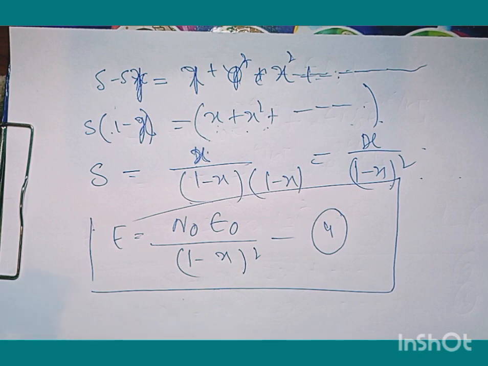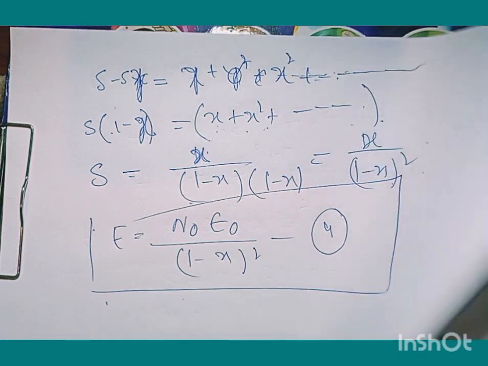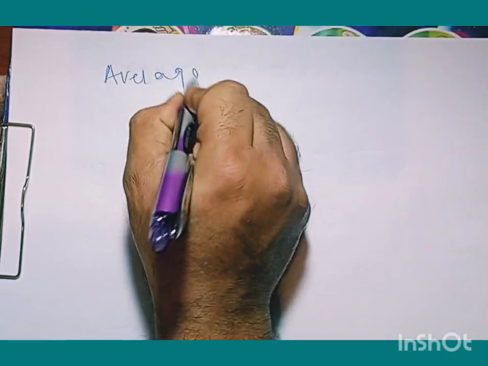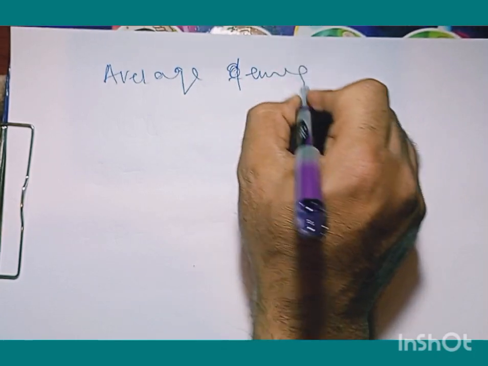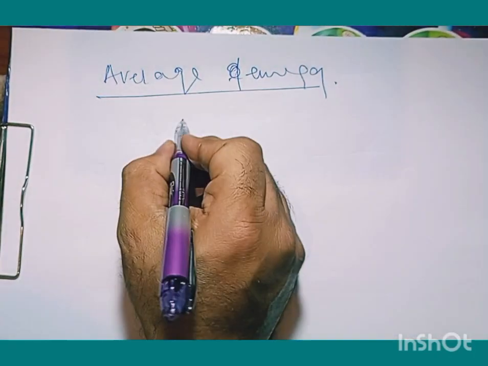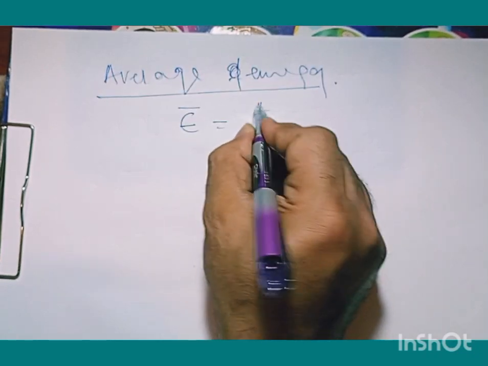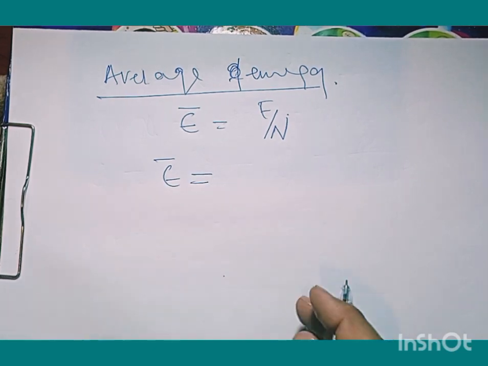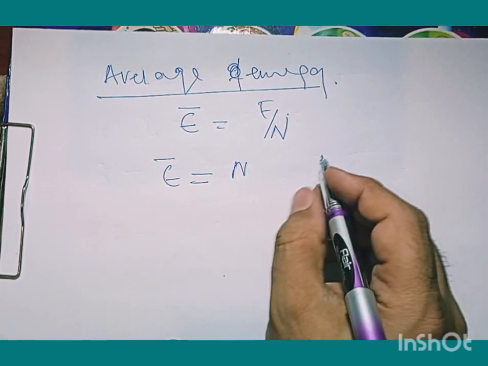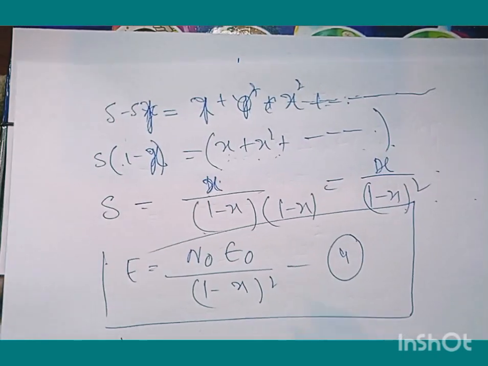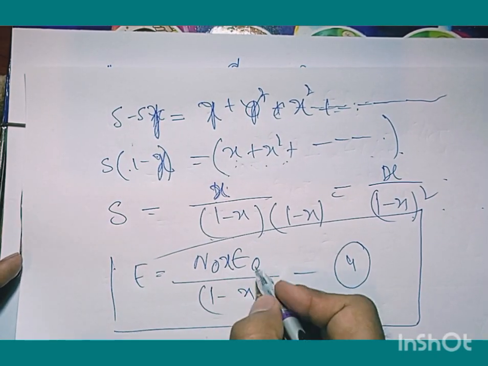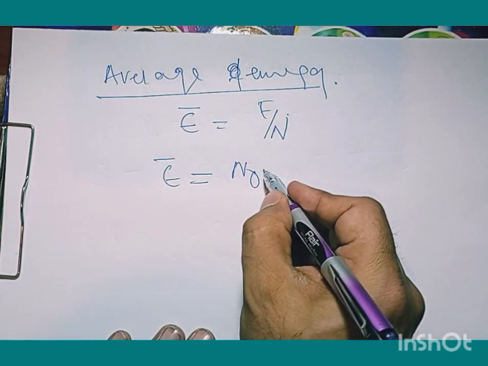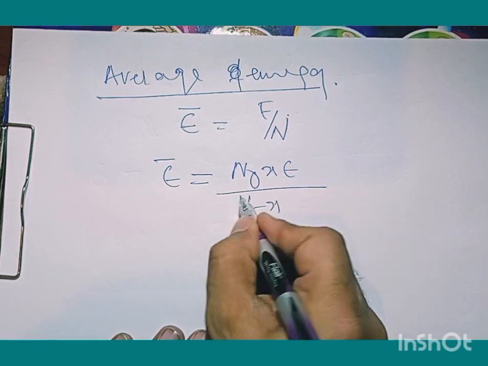So I can calculate the average energy now. So what will be the average energy of the resonator, the average energy of the oscillator? That average energy I'll call E bar. As I defined at the very first, that will be simply E by N. So what will this E bar be? E is already calculated as N0 x epsilon by 1 minus x whole square.